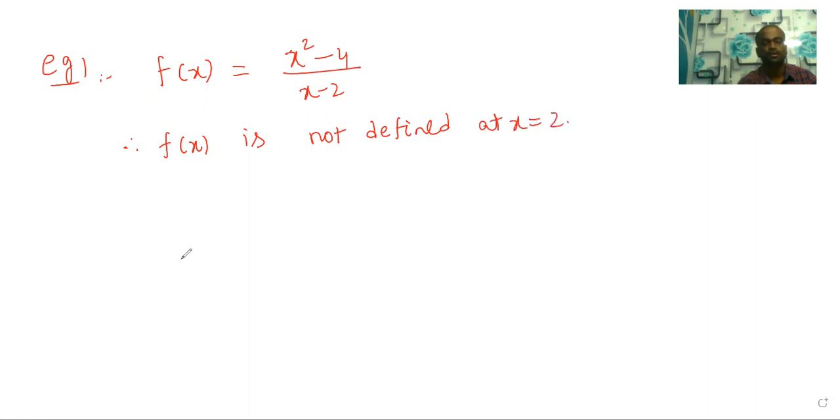Now I'm going to find the limit of the function. We have to check whether it exists or not.